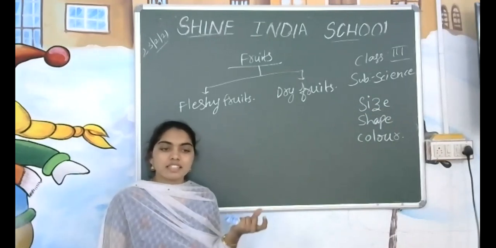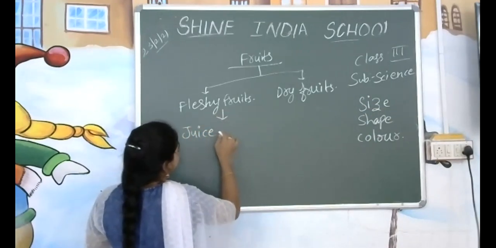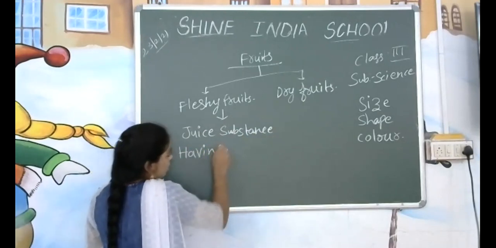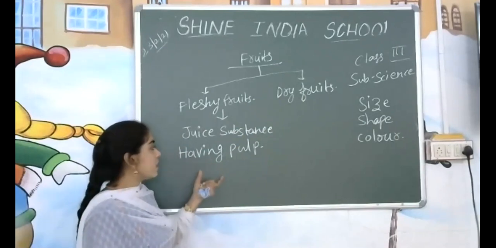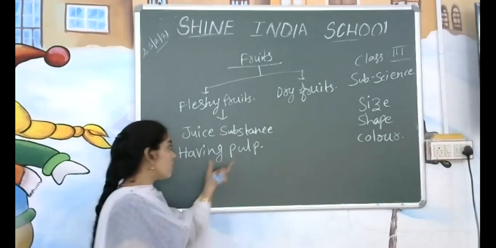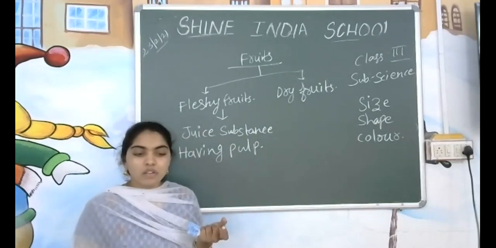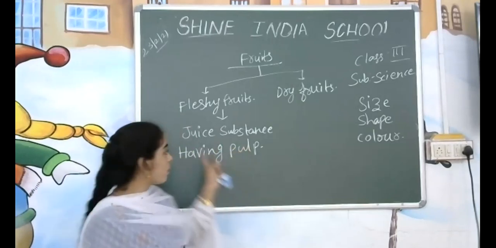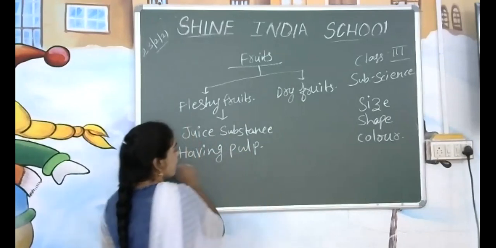Fleshy fruits have flesh, a juicy substance, having pulp. If you take an orange, you see the water droplets in the pulp. Watermelon or mango are also soft and juicy. Fleshy fruits have pulp, yes.